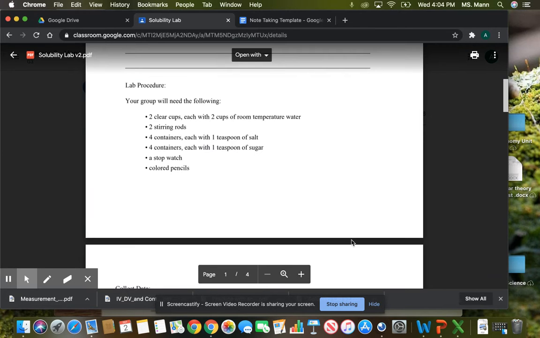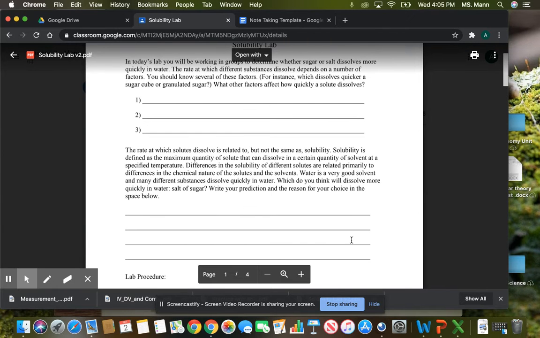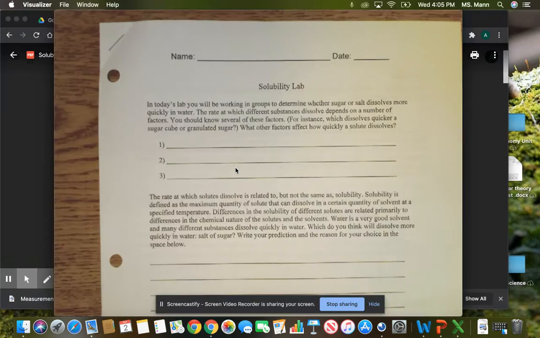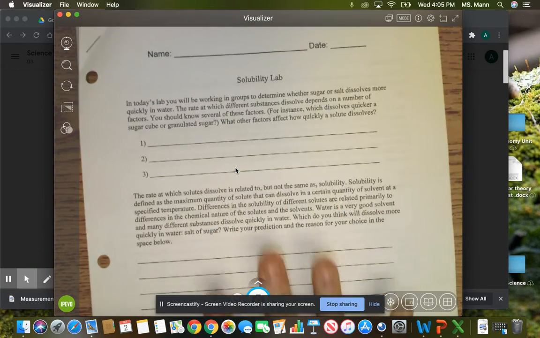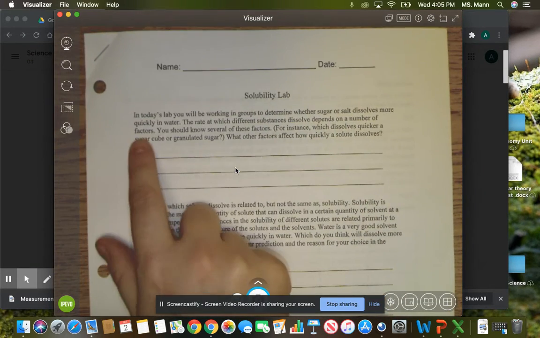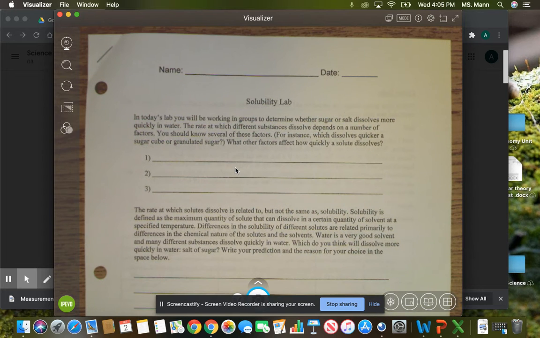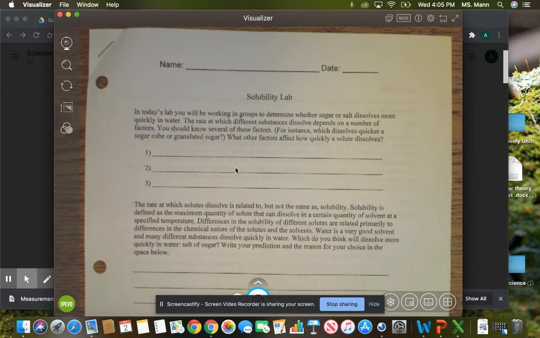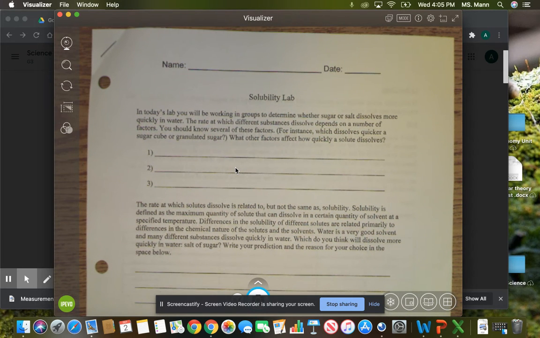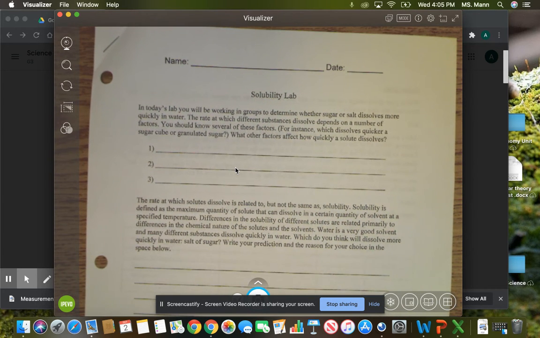All right, so let's go ahead and start looking at this lab. I have it right here in the packet form. So it starts off, I'm going to read the introduction to you. In today's lab, you'll be working in groups to determine whether sugar or salt dissolves more quickly in water. The rate at which different substances dissolve depends on a number of factors. You should know several of these factors. For instance, which dissolves quicker, a sugar cube or granulated sugar? What other factors affect how quickly solutes dissolve?